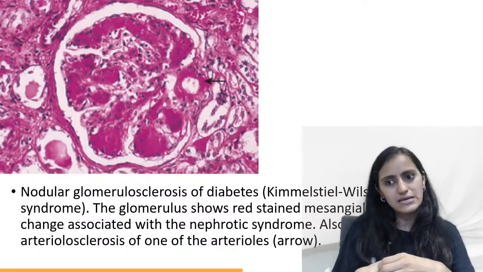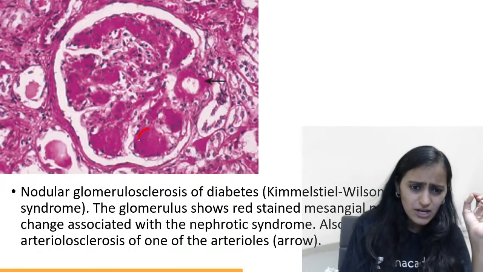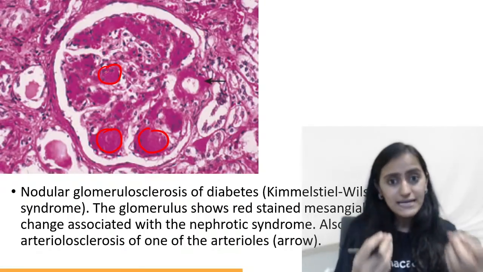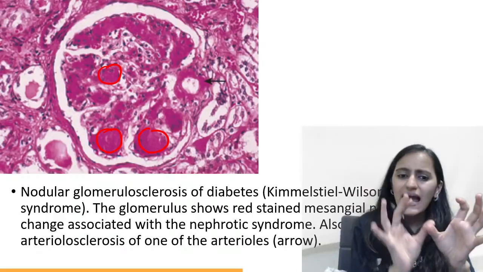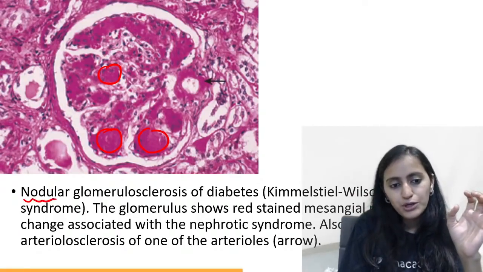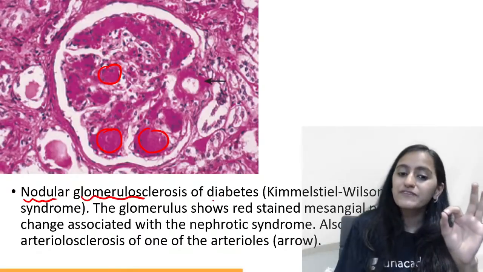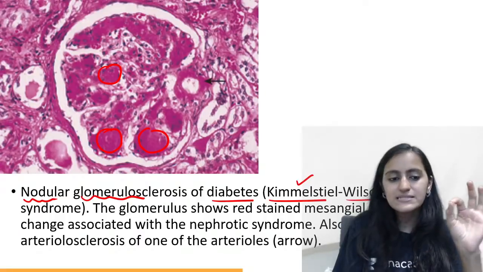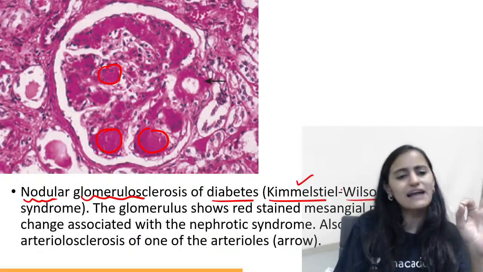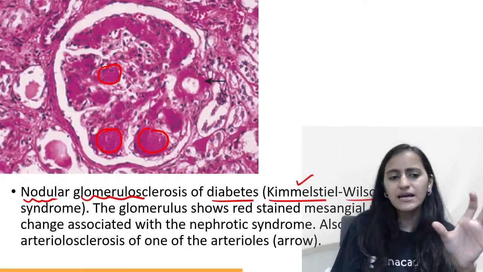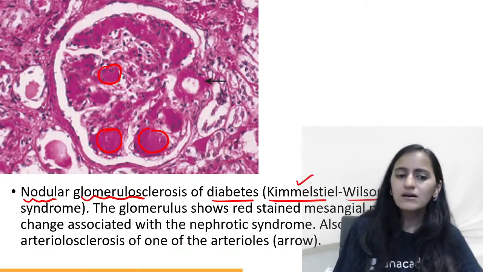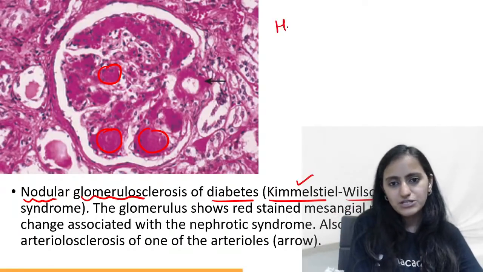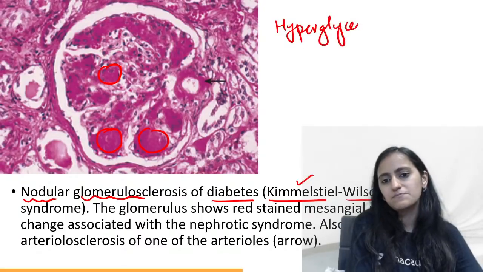What is this image showing? It is already labeled. Look at these areas. You see that they are appearing more pink. That is glomerulosclerosis, like nodules. So this is your nodular glomerulosclerosis of diabetes mellitus, which are called KW lesions, the Kimmelstiel-Wilson lesions. Very, very important and frequently asked. They can give you a question like, this is what you see in histopath. What is the associated lab finding that you will see? In a diabetes patient, the lab finding is hyperglycemia.